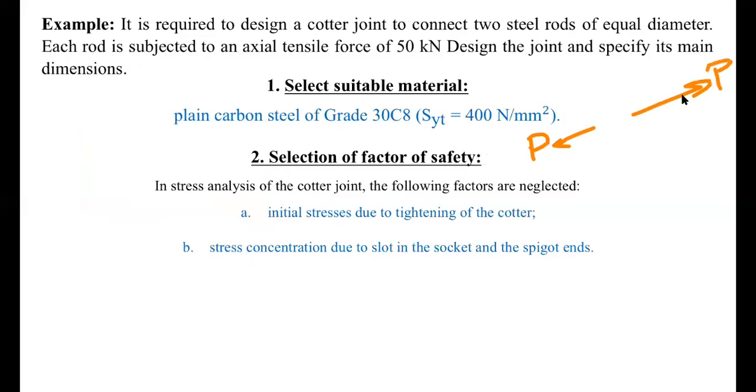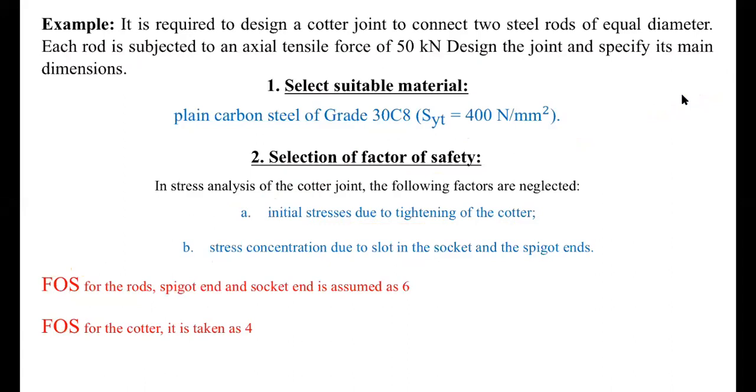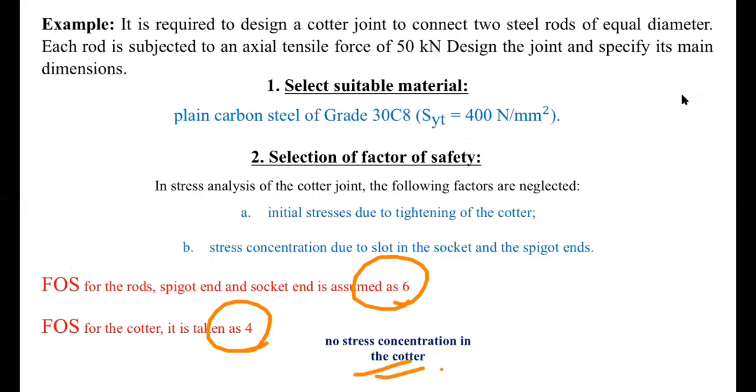Also we have neglected the initial stresses due to tightening of the quarter and the stress concentration due to slot in the socket and spigot. So for that we have to take a factor of safety, as we are going to neglect these things. We will take a factor of safety of 6 for socket, rod, and spigot, and a factor of safety of 4 for quarter. Why? Because in quarter there is no stress concentration, and second, the cost of the quarter is small as compared with the socket and spigot joint. So for quarter we will take 4.